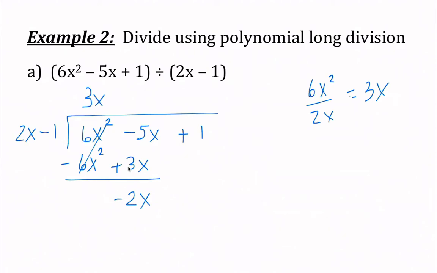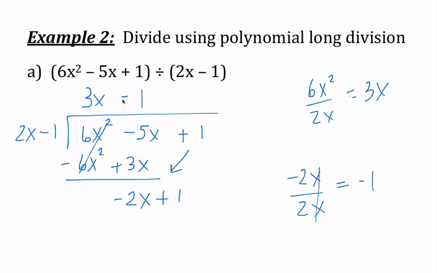So I did my subtraction step. Next step is to drop down. So this plus 1 will drop down. This is when the process repeats itself all over again. So I need to figure out how many times will 2x go into negative 2x. So I'm going to take this negative 2x and I'm going to divide by this guy out front. Well, I know the x's cancel, and negative 2 divided by a positive 2 is a negative 1. So I write that on top.